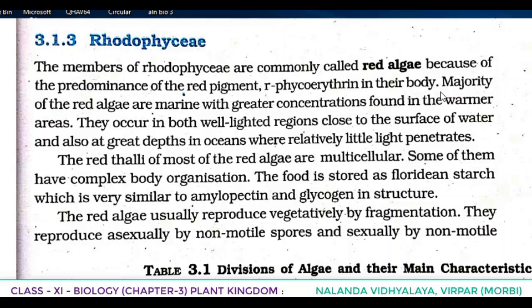And now here we are telling that red algae or Rhodophyceae. The members of Rhodophyceae are commonly called red algae. Why? Because of the predominance of the red pigment, which one?